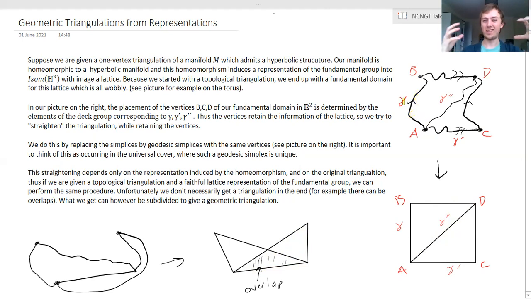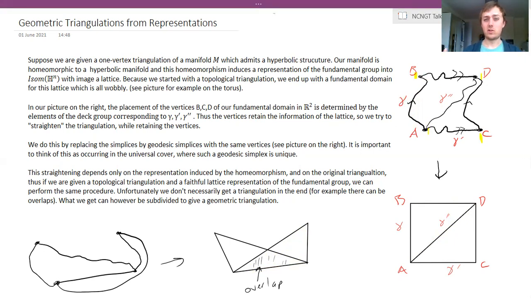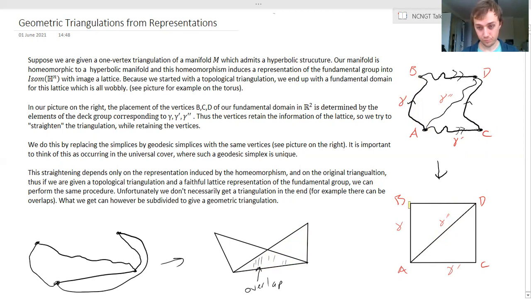You need a sort of finite data that can describe what's going on. Well, where the vertices go, that is finite data. And that's all we need to define this straightened triangulation. Okay, so that means what we're searching for are the representations induced by homeomorphisms. We're searching for faithful lattice representations.